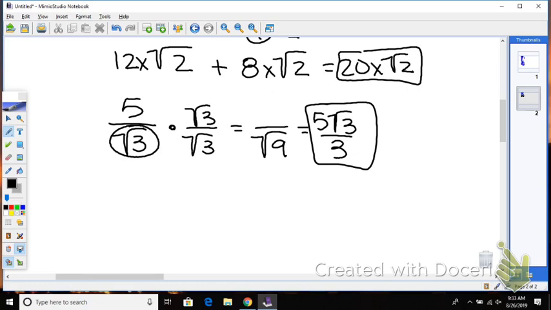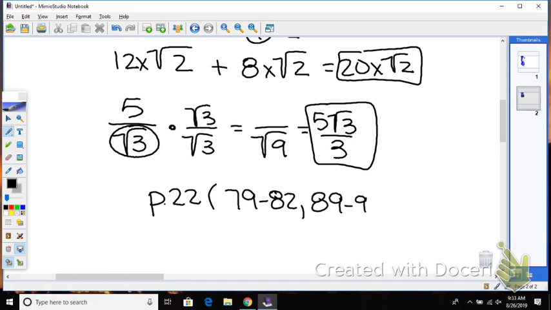You guys kind of remember that? Okay. What time are we done? 52. This is perfect. I just have a handful of problems I want you guys to try. And then we might be able to go over it in class today, because there's not very many problems. 79 to 82. 89 to 90. And then 101 to 103A only.